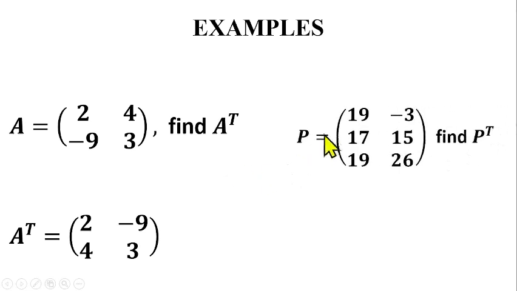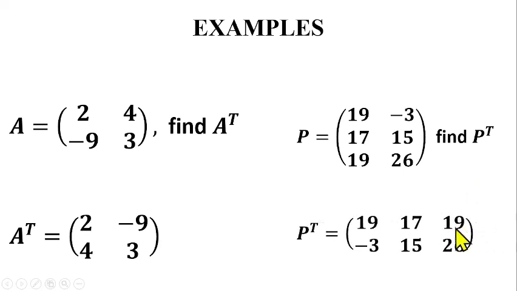Let's see another question. We have this matrix P. You have to find P transpose. So I can take this column here and change it to row. So I have 19, 17 and 19. Then this second column I will change to row also. I have minus 3, 15 and 26. So we have 19, 17, then 19. Then this second column we have minus 3, 15, then 26. So we have been able to transpose that matrix P like that. Do you understand that? Let's see another one.